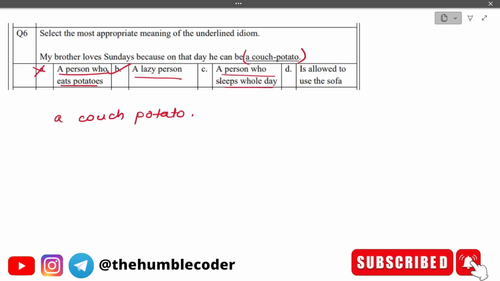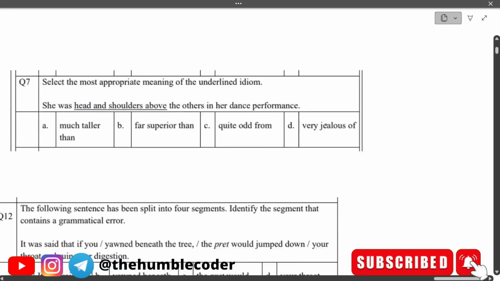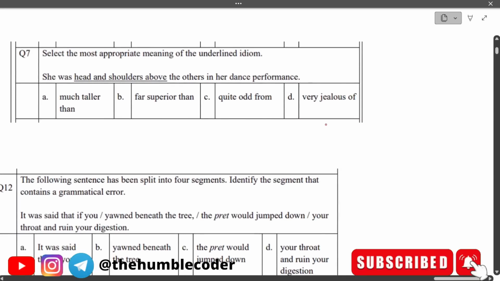A person who sleeps every day, the whole day, right? That is also not making sense. Is allowed to use sofa. These are very literal meanings, right? A couch potato. See, this is related to sofa and couch. So someone who does not know the meaning of it might select this one as the answer. Someone might select the first one as the answer, because potatoes is coming. So you have to understand the meanings of the idioms also, and the very commonly or regularly used idioms. Moving on to the next question now.